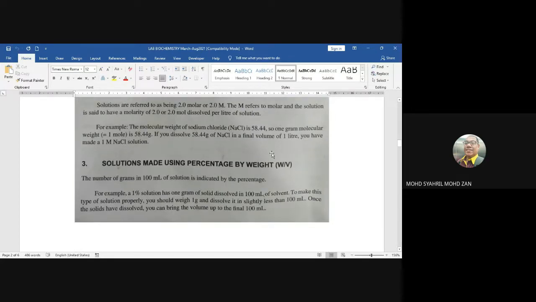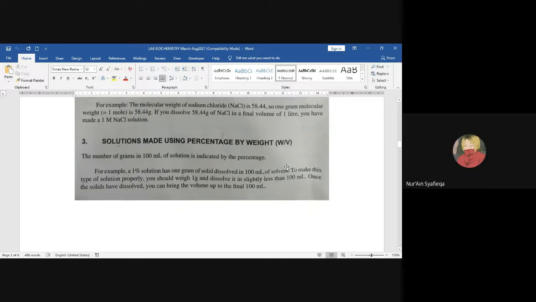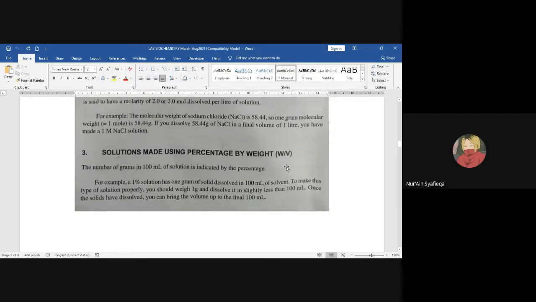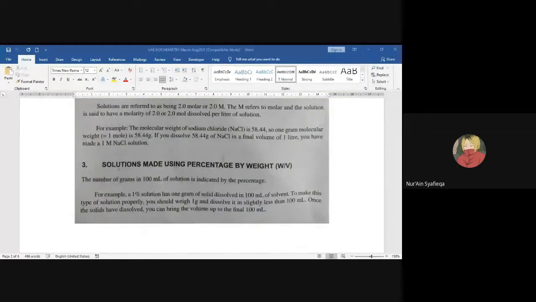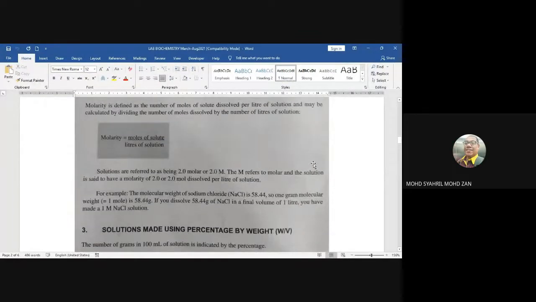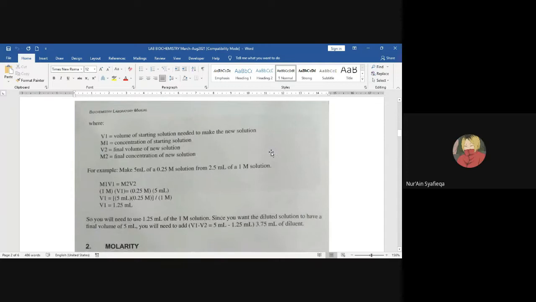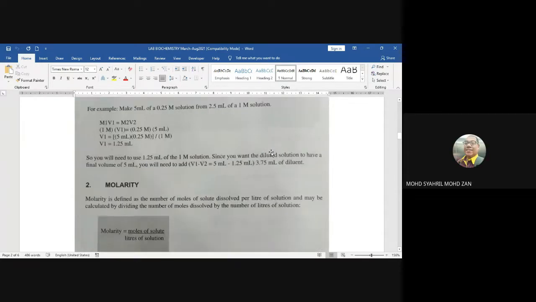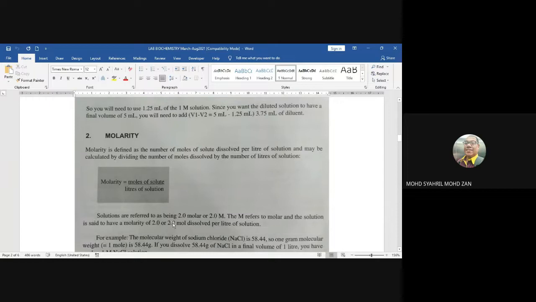So what happened with the solution made using percentage by the weight, weight per volume, right? Sir, saya nak tanya. Molarity tadi tu kan, dia sama ke dengan concentration tu? Concentration, maksud awak apa? Formula pertama yang saya cakap M1 V1 tu. M dia tu adalah molarity. Betul lah, molarity. M besar tu adalah molarity. So M refers to molarity.